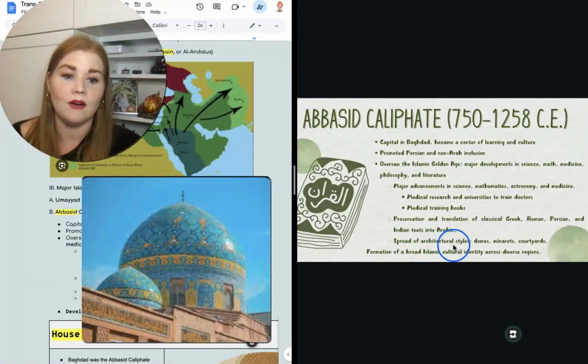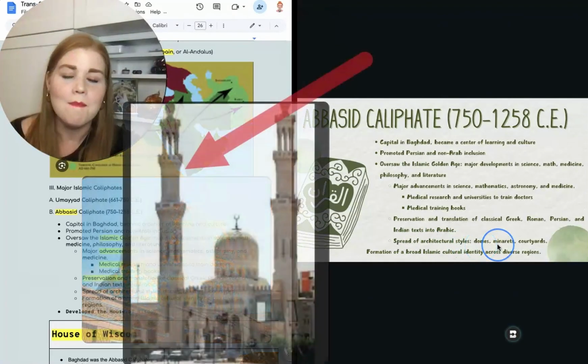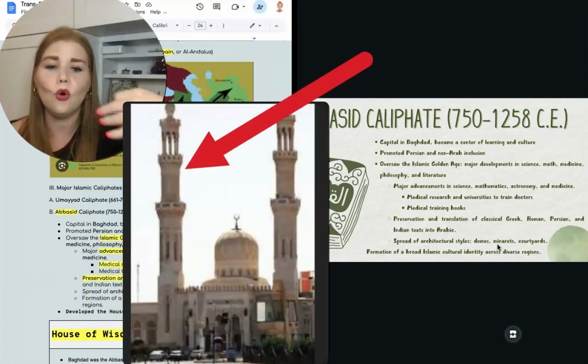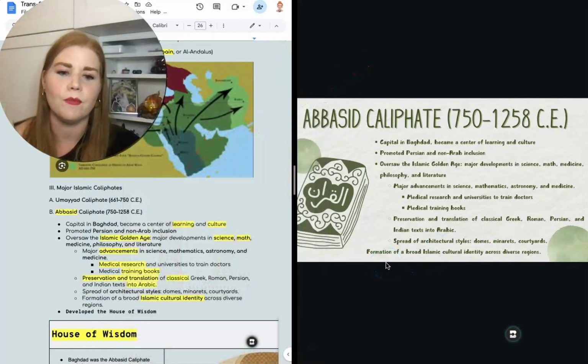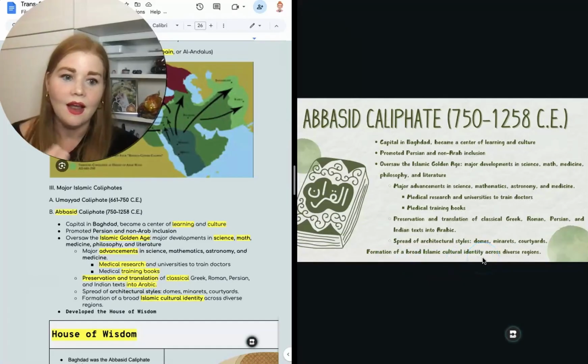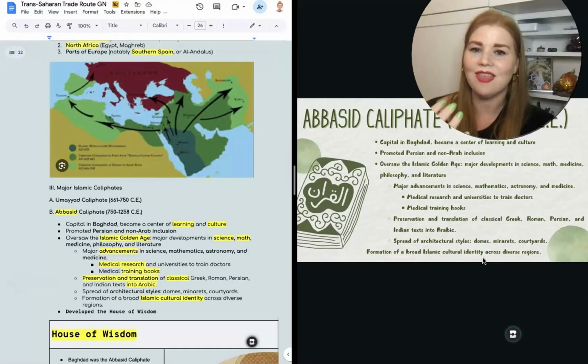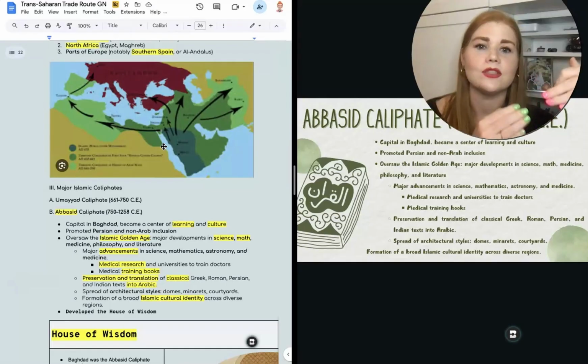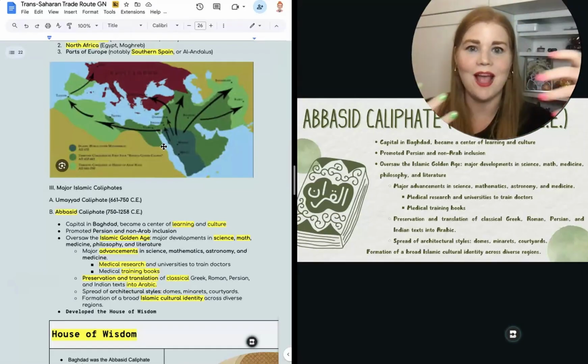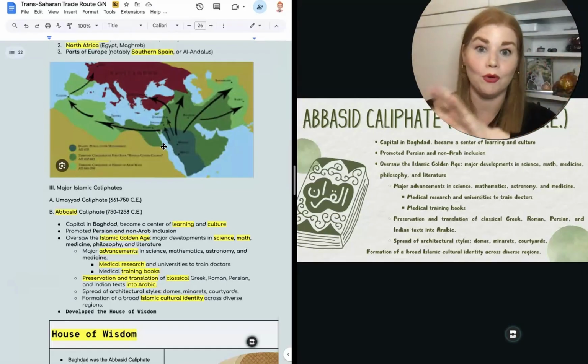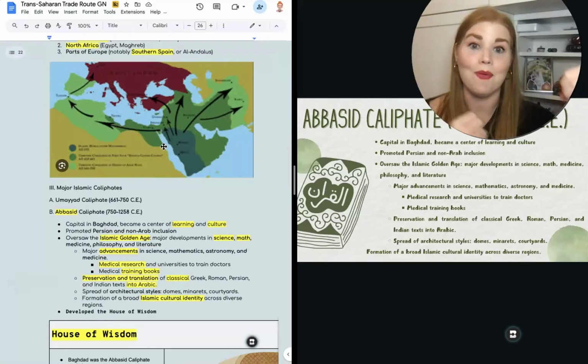We're going to see a spread of architectural styles. So domes, minarets, which are tall towers, courtyards, okay? So this is the formation of a broad Islamic cultural identity across diverse regions. Even though the Arabian Peninsula, going into South and Western Asia and Northern Africa, are very different regions, they have their own cultures, their own traditions. This is the period of time where we see this growth of Dar al Islam as a unifying voice, even for people who are in very different empires and states.